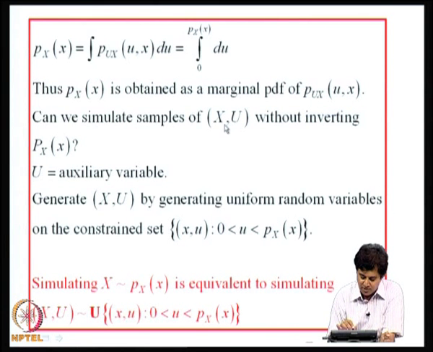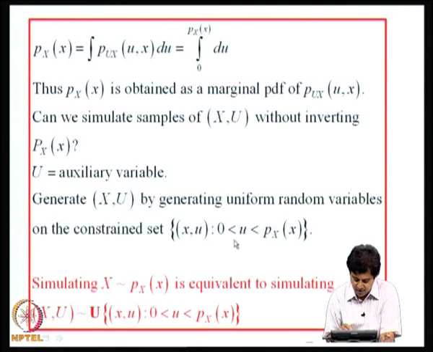Now, can we simulate samples of x and u without inverting p_x(x) by using this logic? This u is known as an auxiliary variable. So, the story here is we generate x, u by generating uniform random variables on the constraint set, that is the set of x, u such that u takes values between 0 and p_x(x). That means simulating x from p_x(x) is equivalent to simulating this pair x, u so that this constraint set is uniformly distributed.